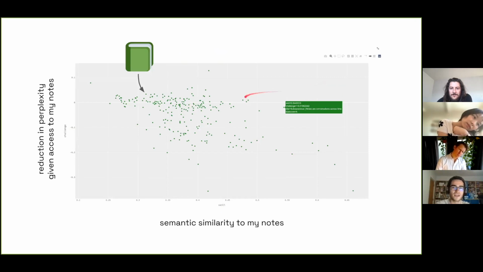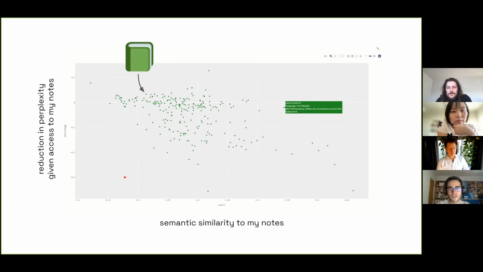Each green dot here is an article I scraped from the internet, and there are around 200 of those. On the y-axis, you see reduction in perplexity given access to my notes. So what this means is that if an article is at -0.2 on the y-axis, then my notes helped make this article 20% easier to predict. If you go up, you get increasingly unpredictable content. And if you go down, you get content which is easier to predict.